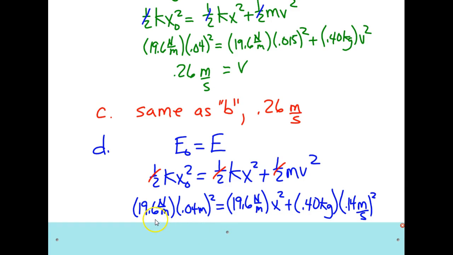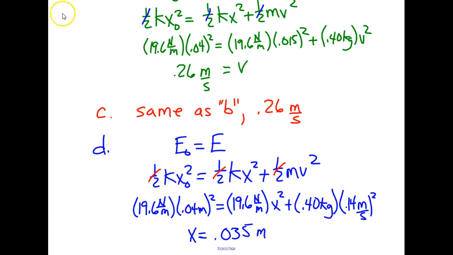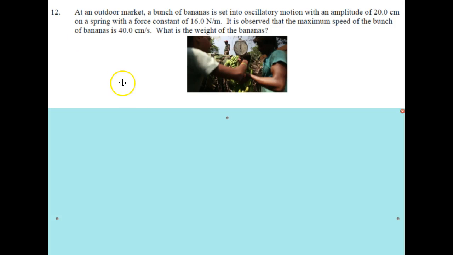So we have 19.6 times 0.04 squared equals 19.6 times x squared, which is what we're looking for, plus 0.4 times 0.14 squared. Don't forget to square that. Solve for x algebraically, and you should get 0.035 meters. All right, on to number 12.